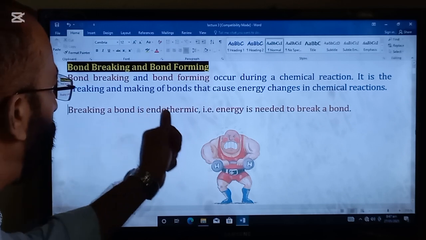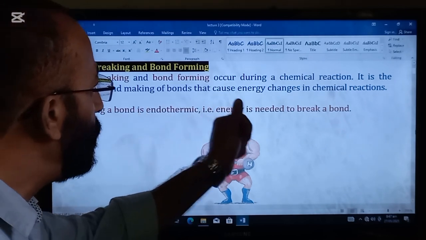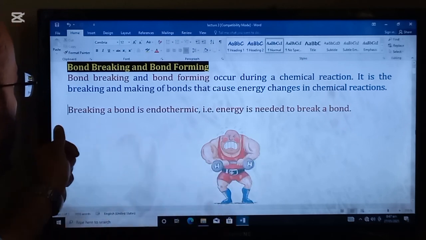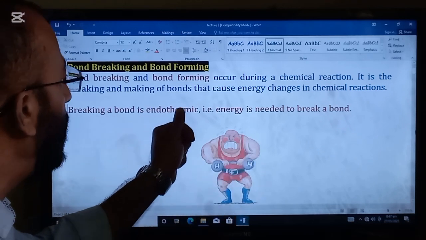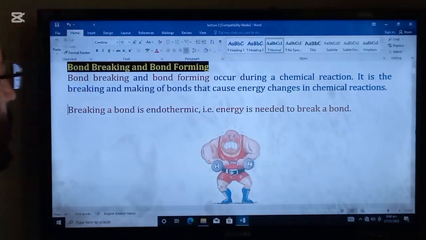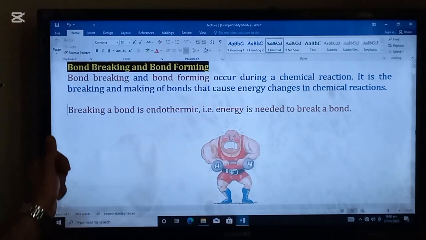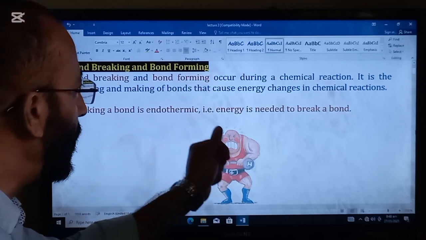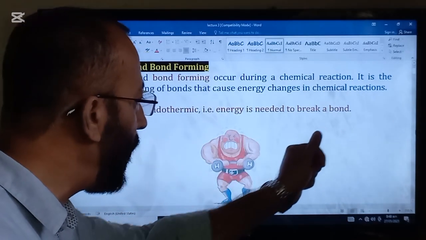Bond breaking and bond forming occur during a chemical reaction. It is the breaking and making of bonds that cause energy changes in chemical reactions. Breaking a bond is endothermic, that is, energy is needed to break a bond.